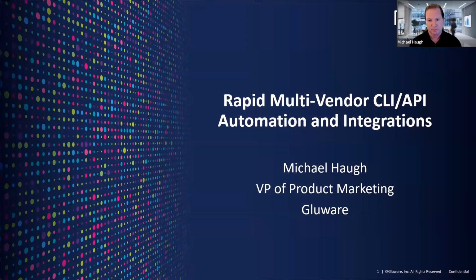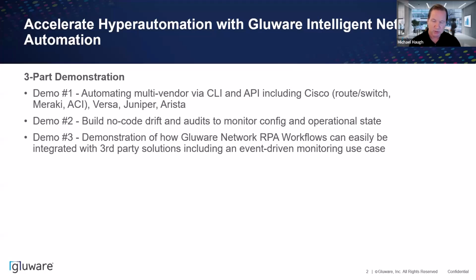Let's get into it. This is really a demo-heavy session. We want to get right into the UI and show you what we're able to do for you. But the whole setup is: how do we accelerate hyperautomation? We're going to show you how we do that using Gluware Intelligent Network Automation. That's going to be made up of a three-part demonstration. First, just showing what it takes to automate multi-vendor via CLI and API, and the Gluware approach to that.